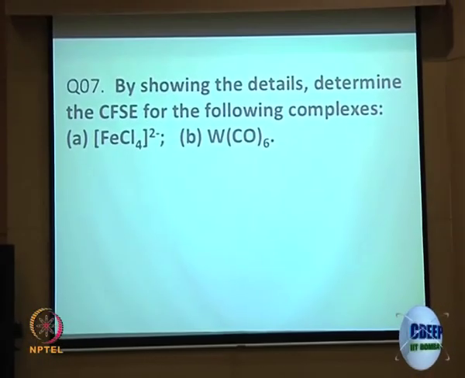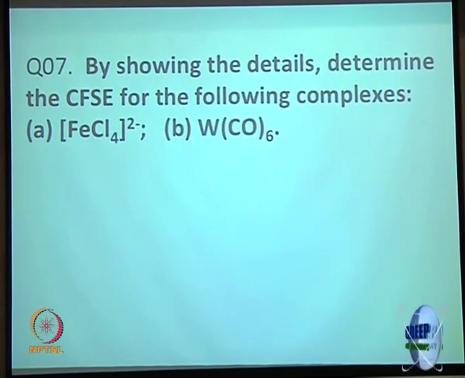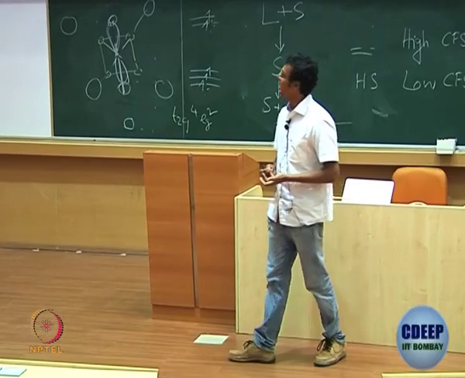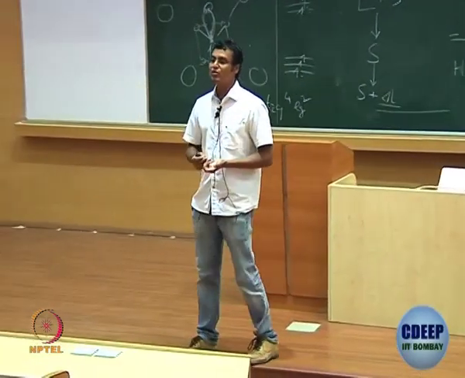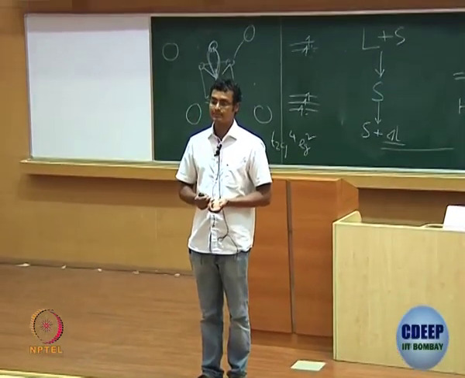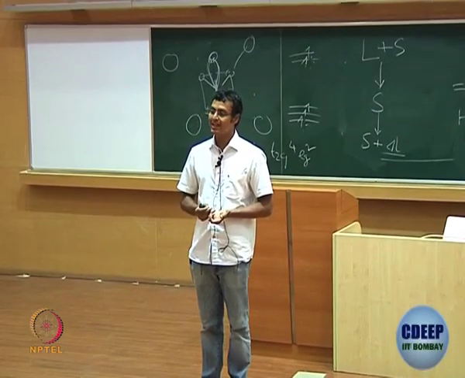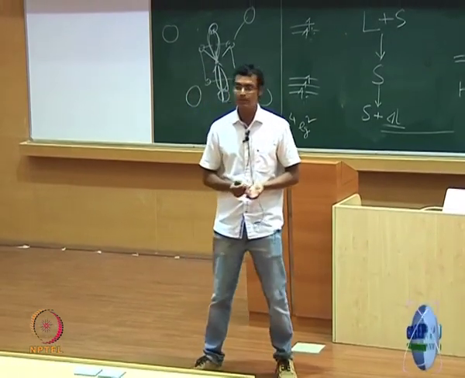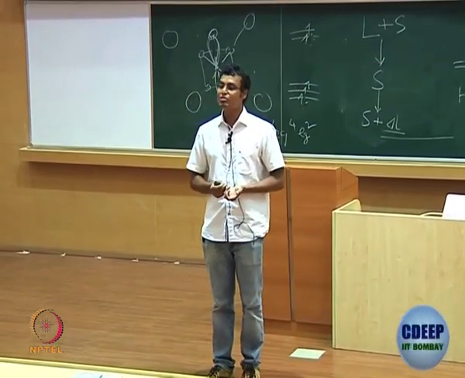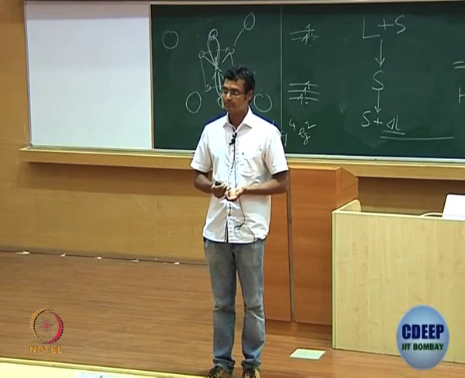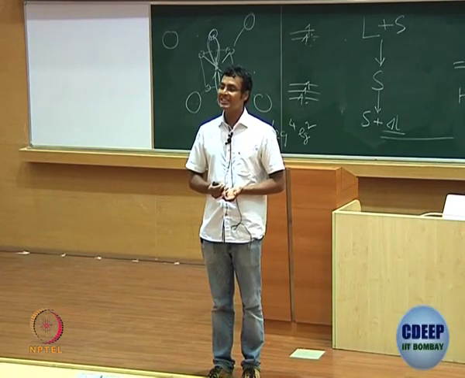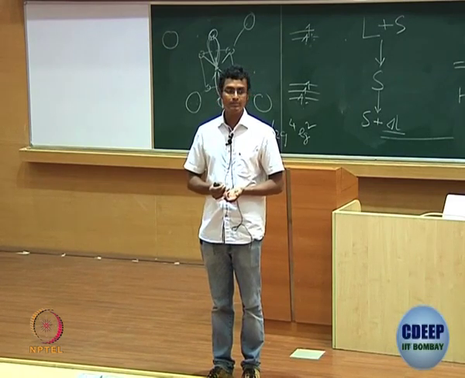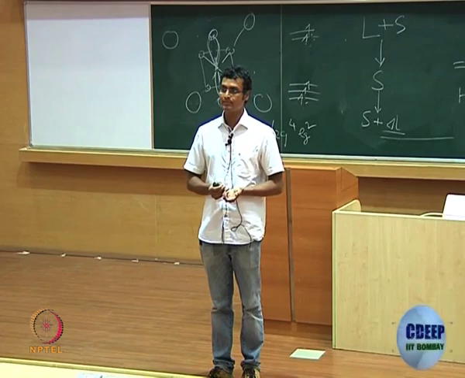By showing the details, determine the CFSE for the following complex. These are very simple questions. CFSE for Fe2+. Fe2+ is d6. Cl is a weak field ligand, and iron is 2+, a low oxidation state, so it's going to be high spin. D6 high spin, t2g4 eg2. t2g3 eg2 cancels out, minus 4 Dq. All of you got it, or should I wait a little bit?